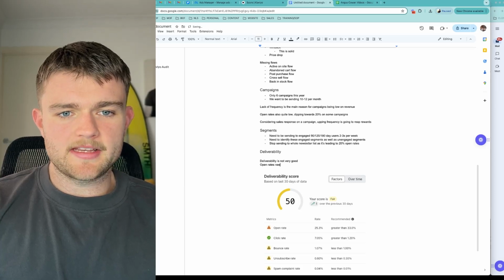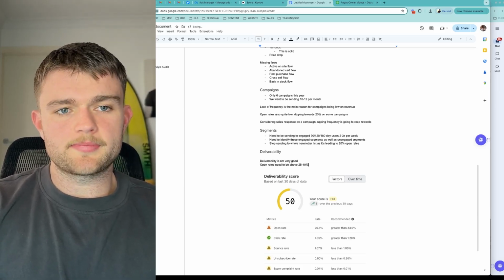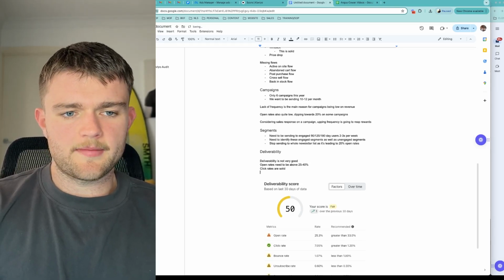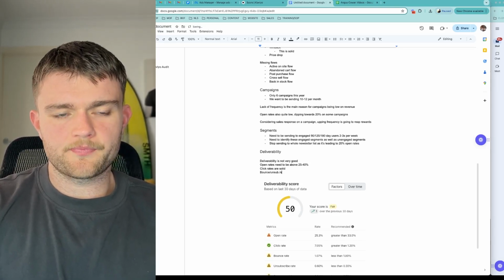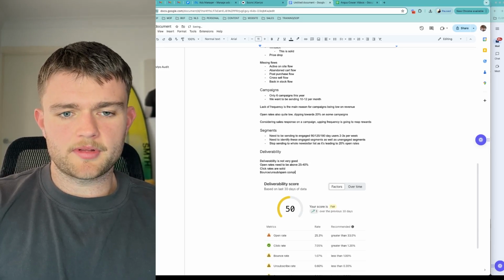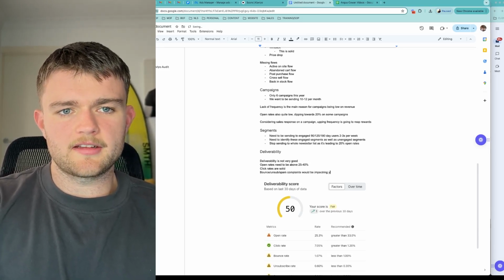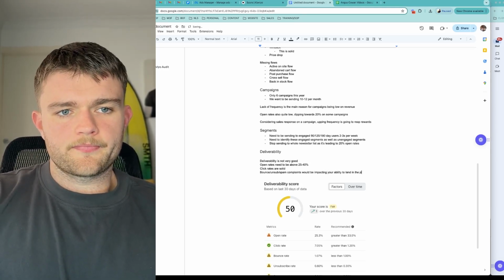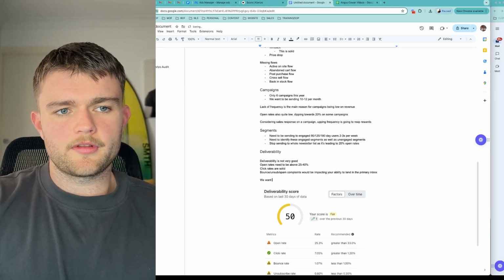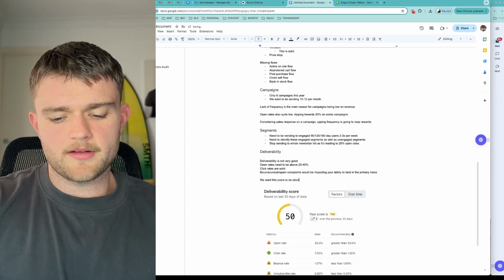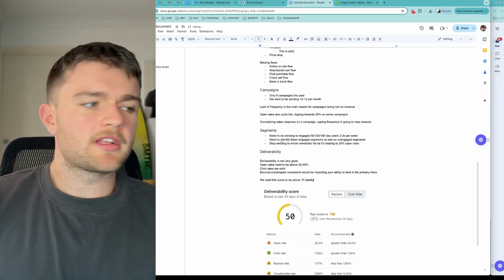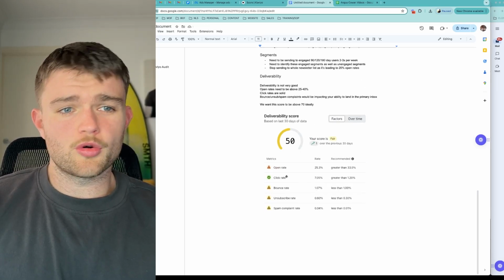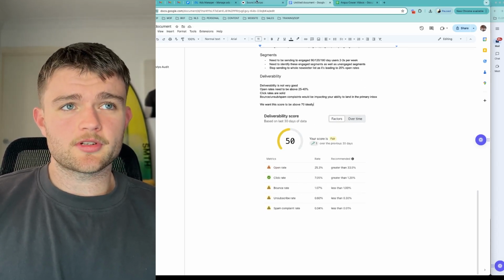Open rates need to be above 35 to 40%. Click rates are solid, but bounce, unsub, and spam complaints would be impacting your ability to land in the primary inbox. We want this score to be above 70 ideally. So 50 is really low, above 70 is decent, above 80 is really good. So spam complaints are on the higher side for sure. Bounce rate is on the higher side for sure. Unsubscribe rate is on the higher side.